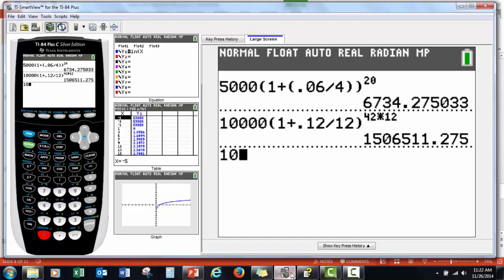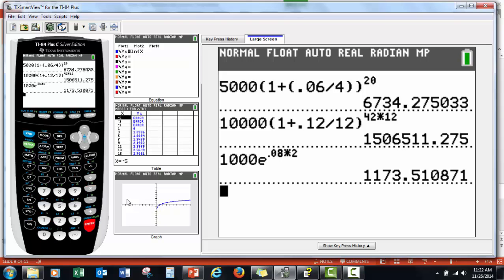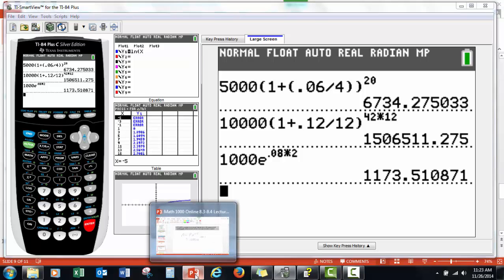Now, I want to show you on a graphing calculator where you find that. So you go 1,000, and I hit the second button and come down to the natural log button, which is ln. Right above there you can see e to the x. So it's 1,000 times e to the 0.08 times 2 years. And then, like I said, let your calculator do the work. And that $1,000 after 2 years grew to $1,173.51.